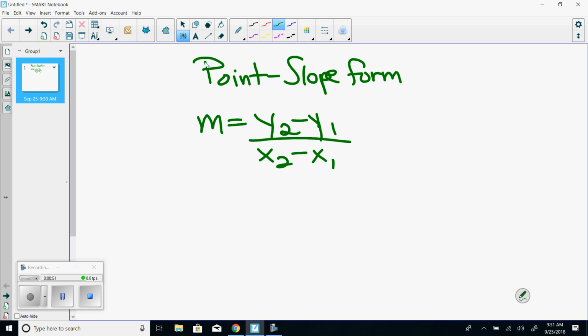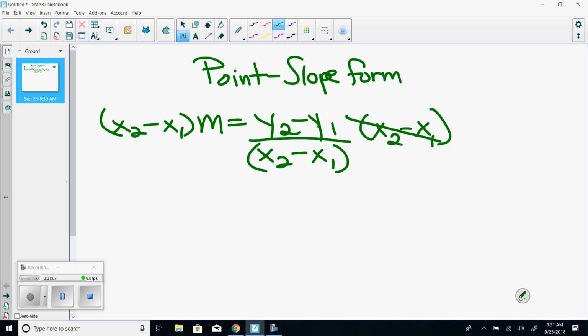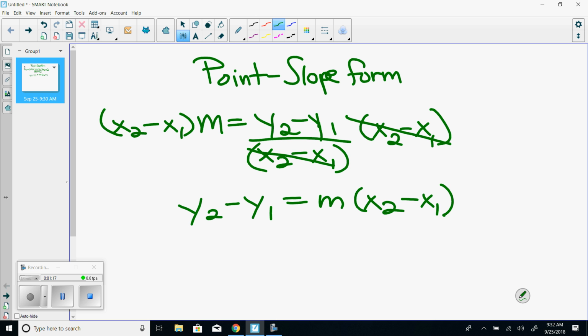So what we're going to do is get rid of the denominator. So I'm going to multiply both sides of the equation by x2 minus x1. Okay? When I do that, these cancel. And I now have my point slope form. That's your point slope form.